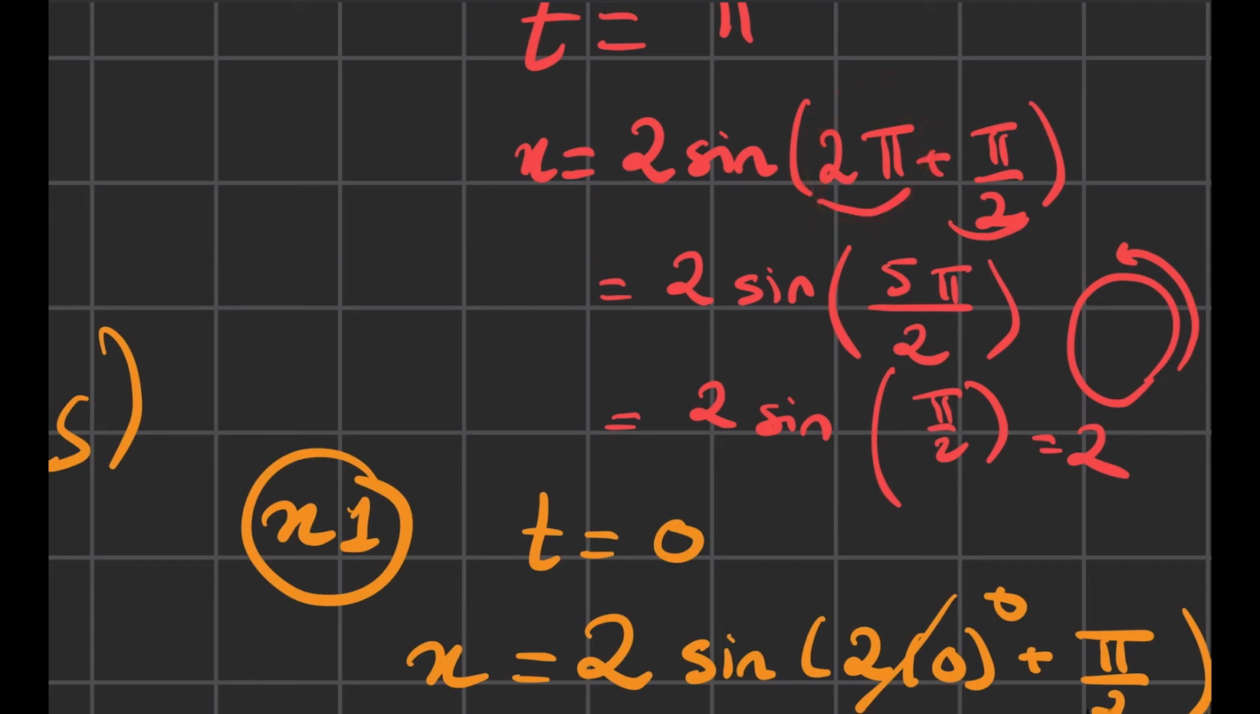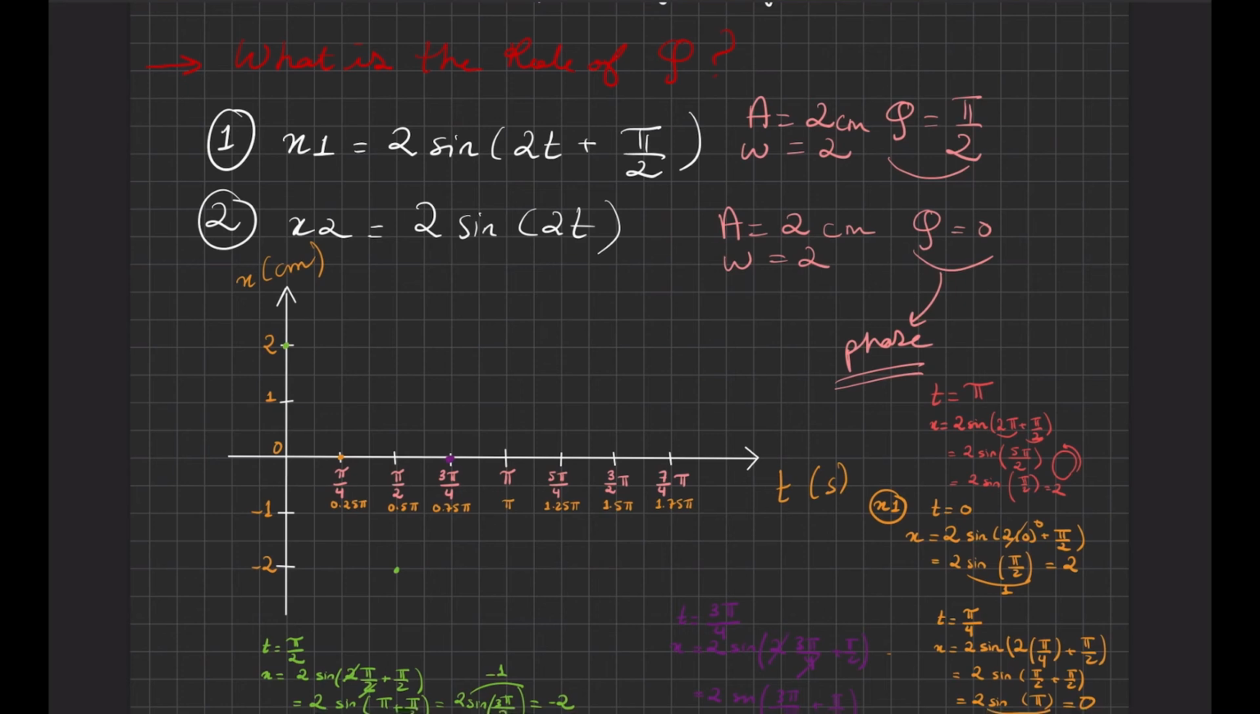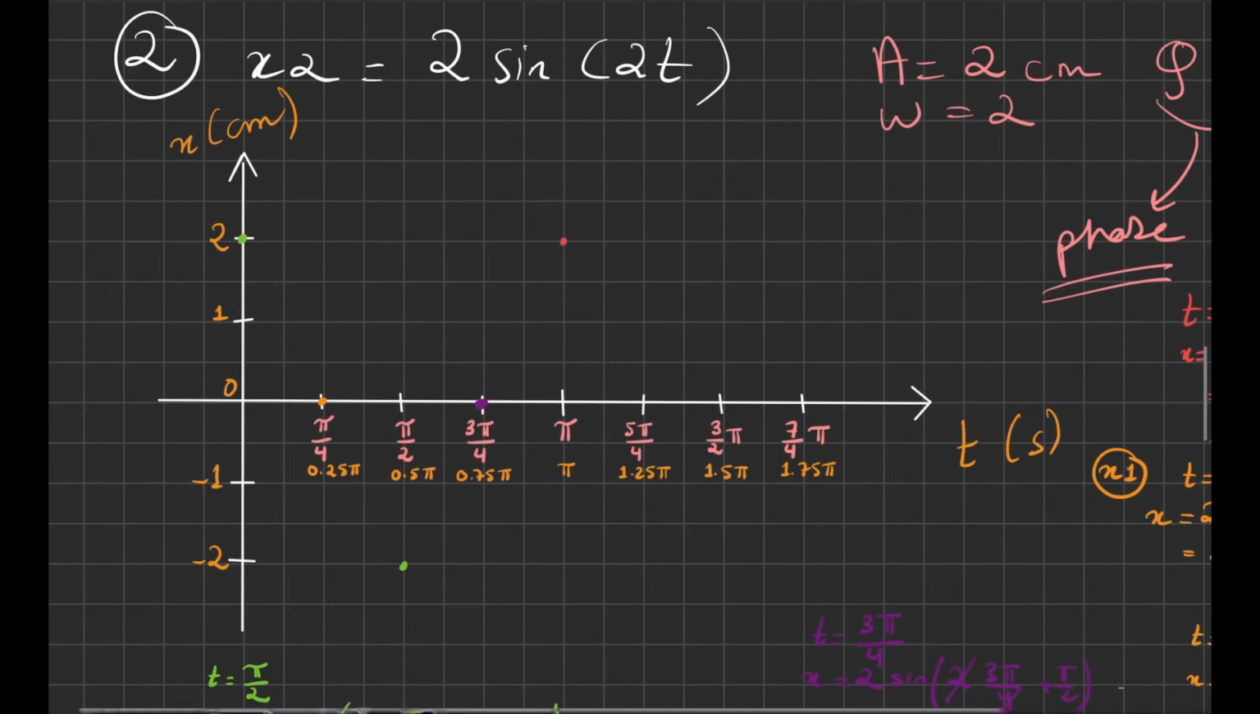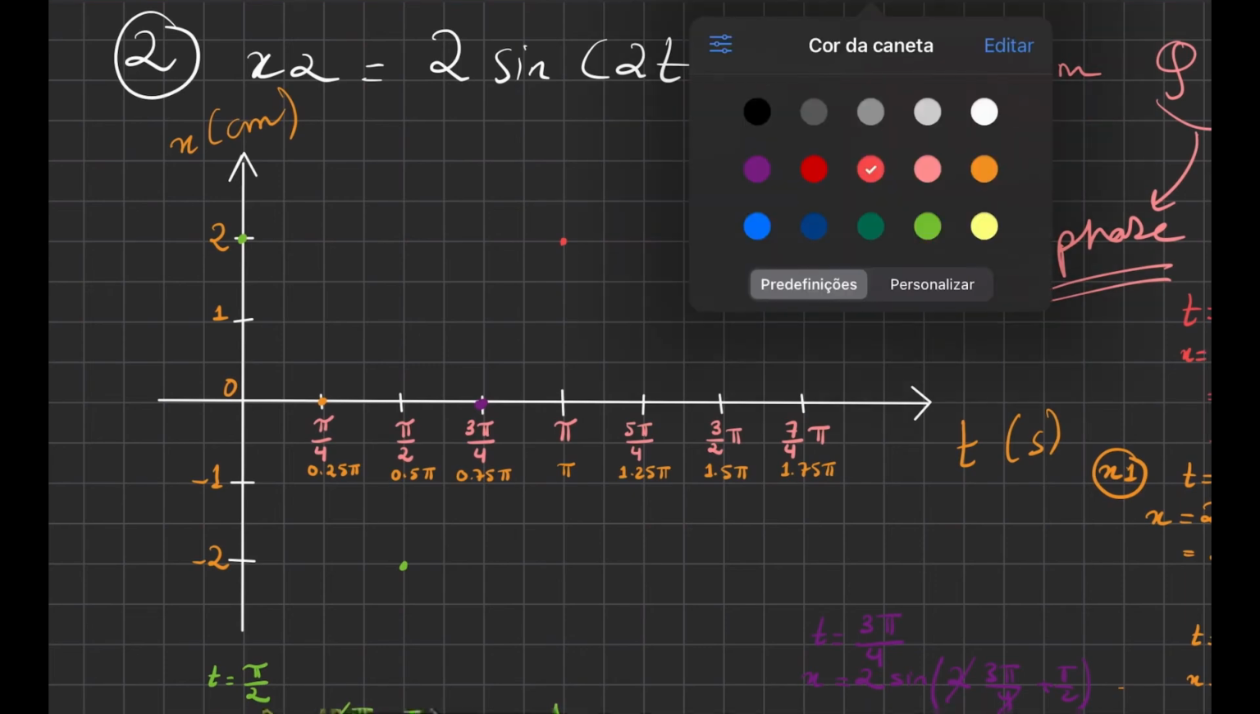You understand what I mean? I'm talking about 2 pi plus pi over 2; that's just as if we're talking about pi over 2, because we did a full cycle and then continued to pi over 2. So that will be just 2. We're going to put the point up here. If you want to draw this graph, it will look something like this.